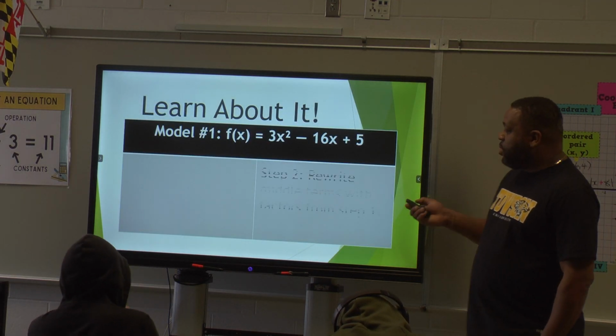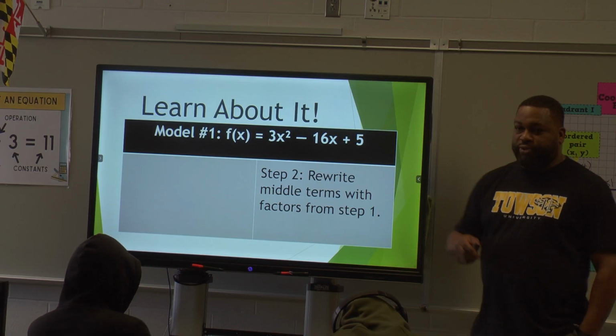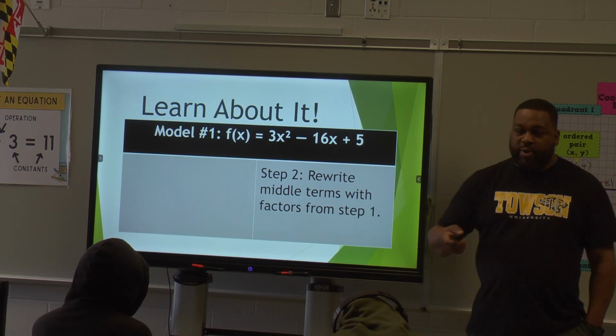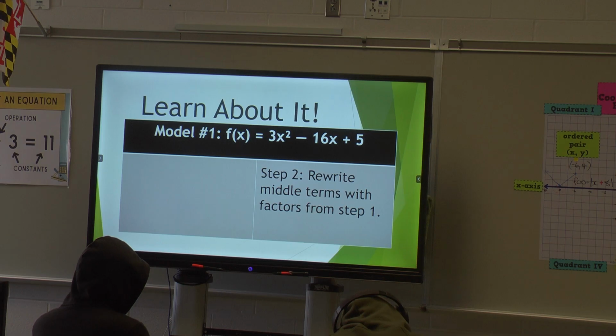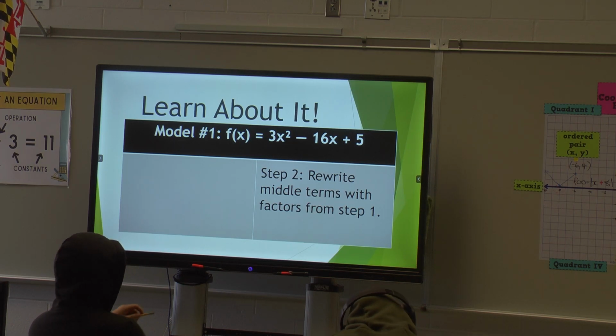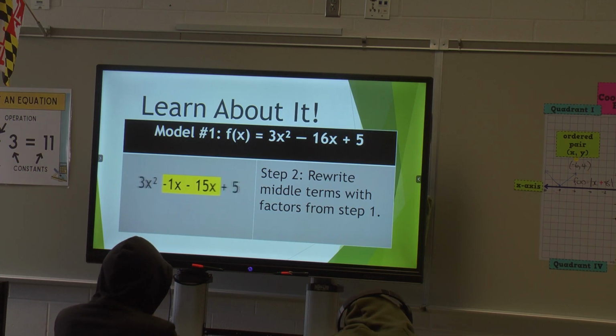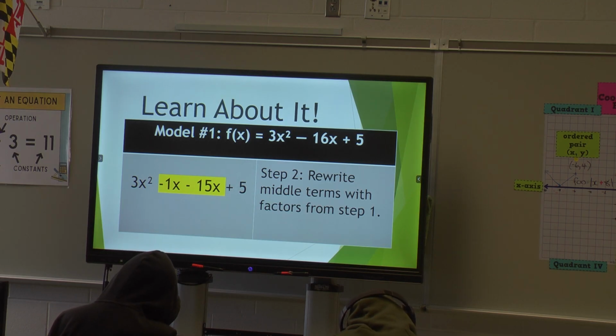So, we've got to do step 2 now. Rewrite that middle term. We figured out that we're going to be using a negative 15 and a negative 1 to get us negative 16. We're going to break it down. I'm going to put one of them with 1. I see I got 3x squared minus 1 minus 15x plus 5.